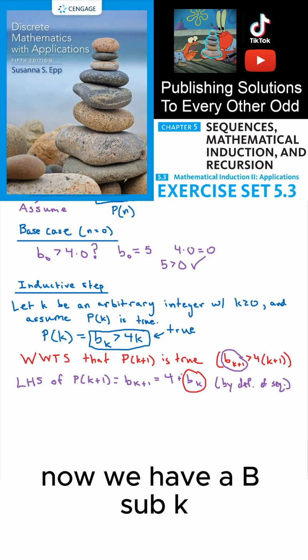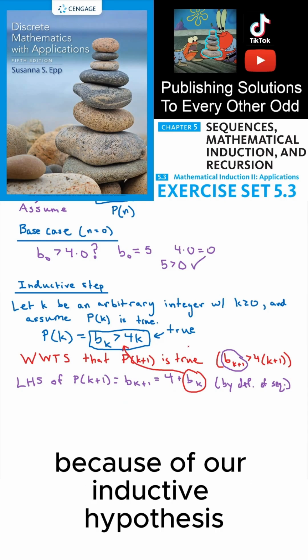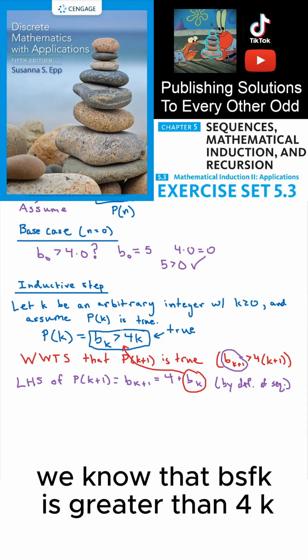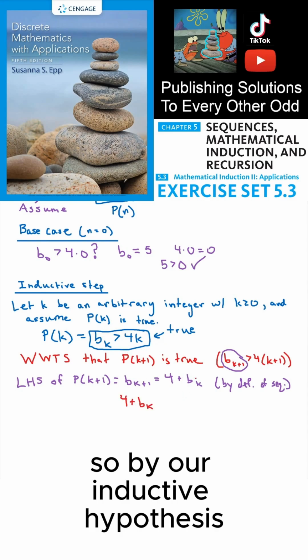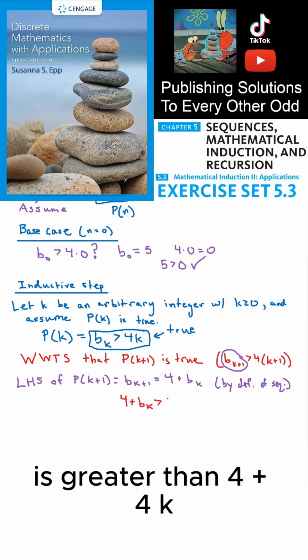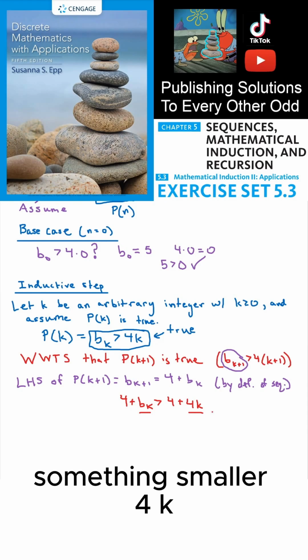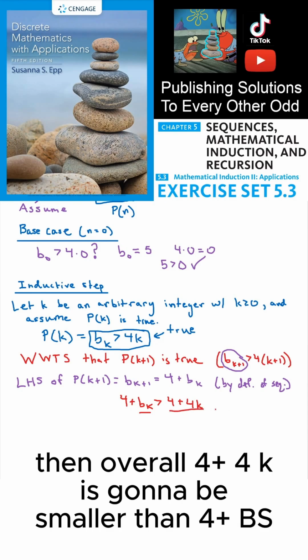Now we have a b sub k. Now we know something about b sub k because of our inductive hypothesis. We know that b sub k is greater than 4k. So by our inductive hypothesis, this means that 4 plus b sub k is greater than 4 plus 4k. Since if we replace b sub k with something smaller, 4k, then overall 4 plus 4k is going to be smaller than 4 plus b sub k.